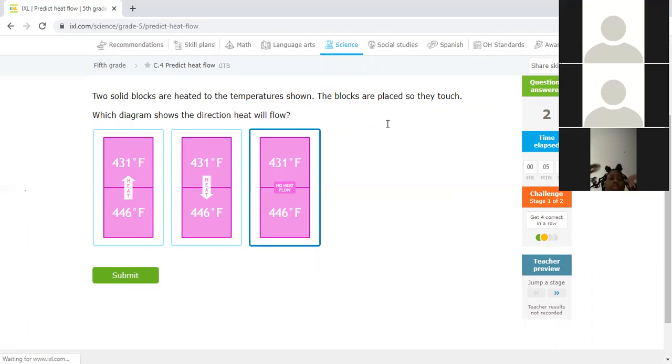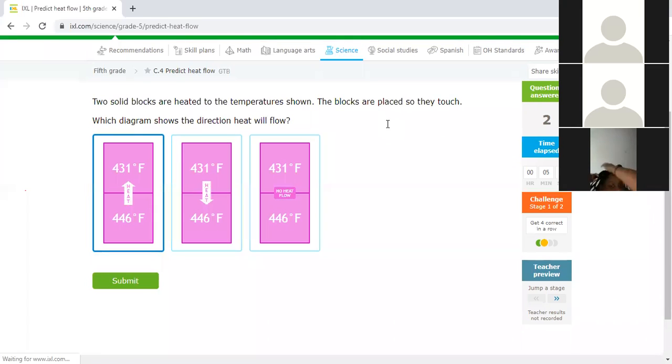No. Wait, it says which one shows the direction heat will flow. Yes. So, second one. All right, so you think it goes from the colder object to the hot one? No, it's supposed to go hot to cold. Good. So then that means it has to be the first one.